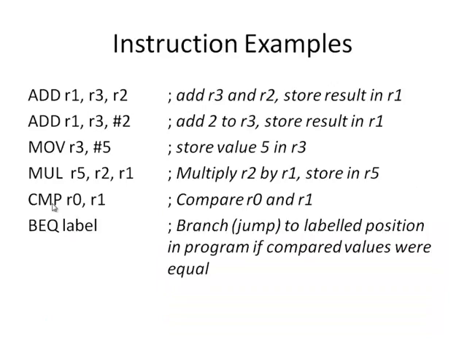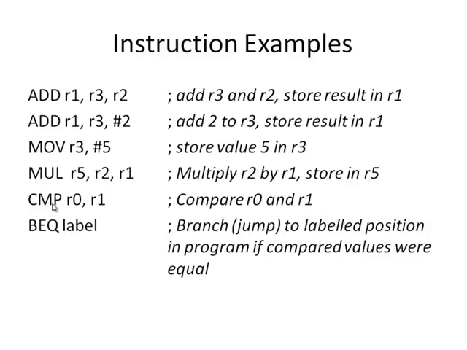So here are some examples. Add R1, R3, R2. It's going to add R3 and R2 and store the result in R1. Or we might use #2 to indicate that we're going to add the number 2 to something else. So instead of adding a number that's stored in a register, we're going to add the actual number 2. And with move, it allows us to store a value in a register, so we could copy from one register to another, for example. We can obviously do multiplies and a whole range of different arithmetic operations.